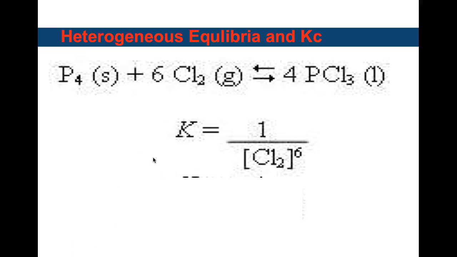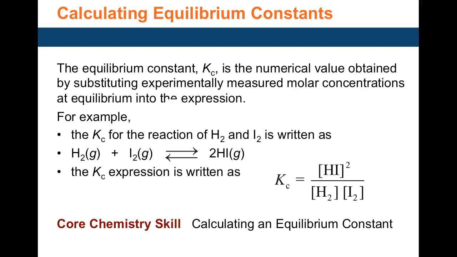This is another example of a heterogeneous equilibrium where you have phosphorus solid reacting with chlorine gas, forming PCl3, which is in the liquid state. So for the K expression, the numerator is 1 because there is nothing. You cannot put anything in the numerator. The denominator is the Cl2 raised to 6, all right? So you can have expressions for K like so, okay? Depending on what type of equilibria you're looking at.